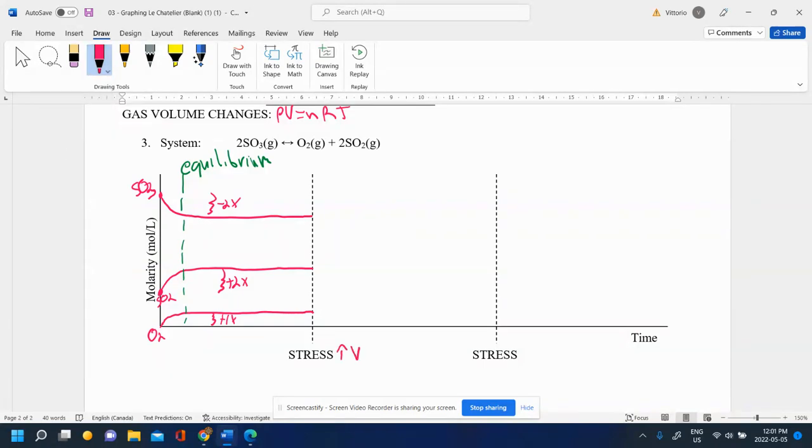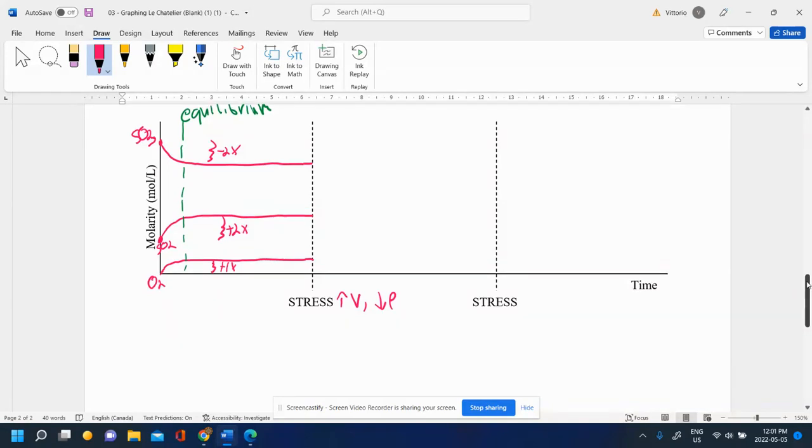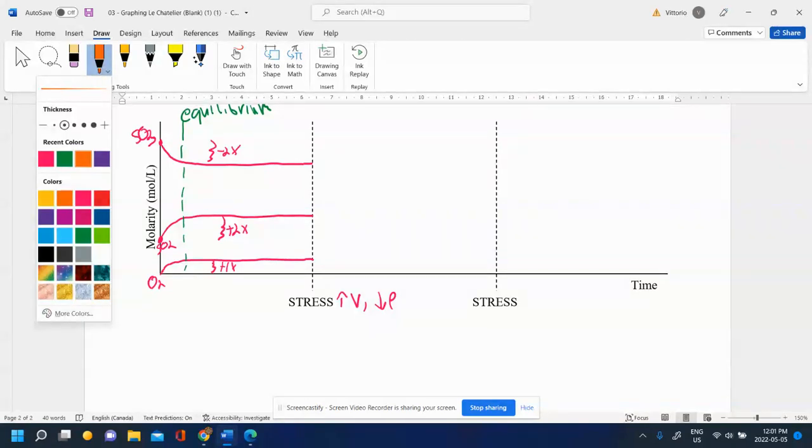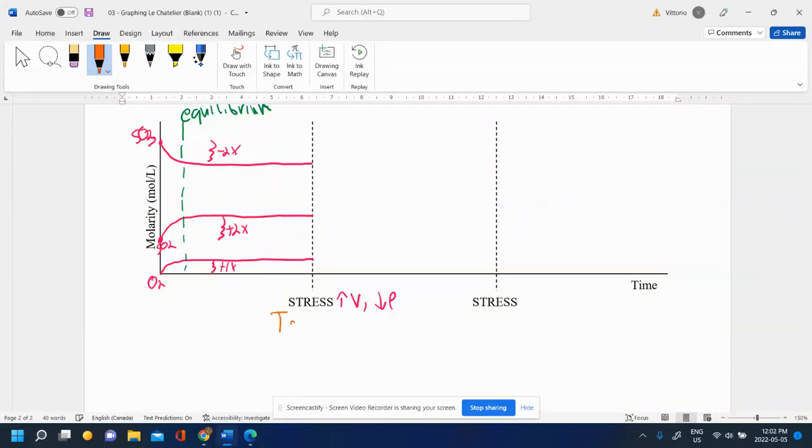And if we increase the volume, what that means is that we've actually lowered pressure. So we want to undo that. We want to undo the lowering of the pressure. So we have to undo the lower pressure, we need to increase pressure. Increase pressure by shifting to the side that has more particles.